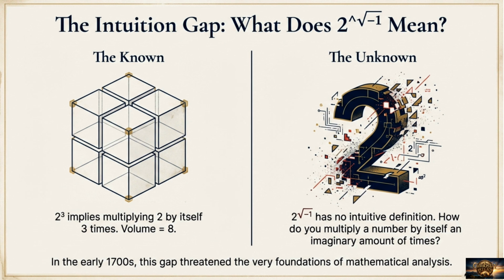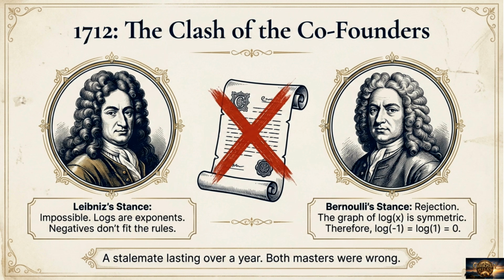We know 2 cubed means multiplying 2 by itself 3 times. But what does raising a number to an imaginary power, like 2 to the power of the square root of -1, truly mean? In 1712, a clash erupted between the co-founders of calculus, Leibniz and Bernoulli, over the logarithm of a negative number. Leibniz argued it was impossible, while Bernoulli claimed it was 0. This stalemate lasted over a year, but ultimately, both masters were wrong.